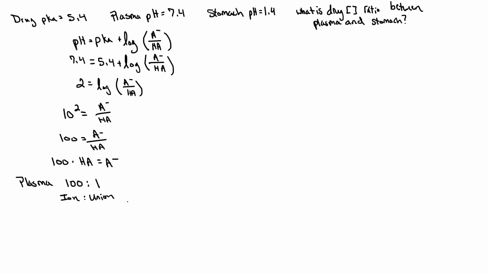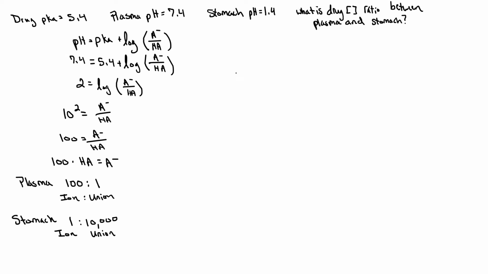Okay? And if we do the same thing for our stomach, what we'll find is that stomach is going to be 1 ionized to 10,000 unionized. Okay, so what I like to do whenever I'm solving these is I like to first start by figuring out what the ratio of unionized to ionized is in our solution.